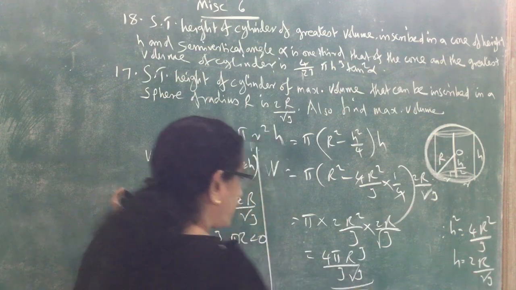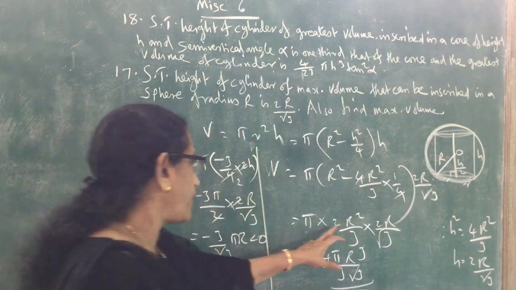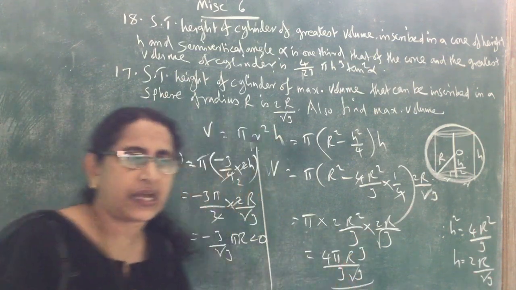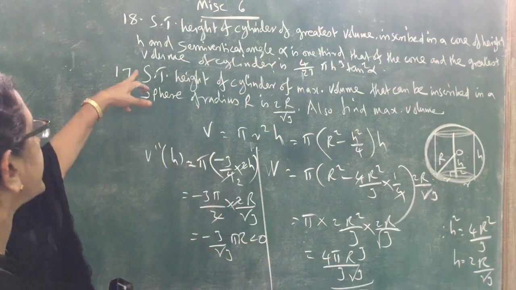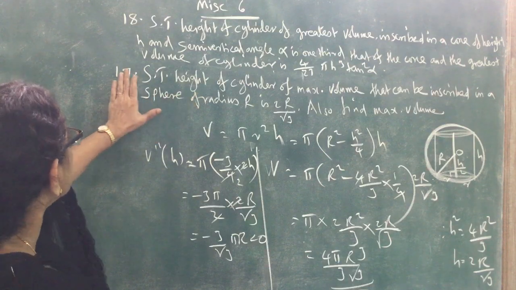So that is the volume: 4 pi r cube by 3 root 3. So we found the volume. Now we can find the next question. So 17th over.